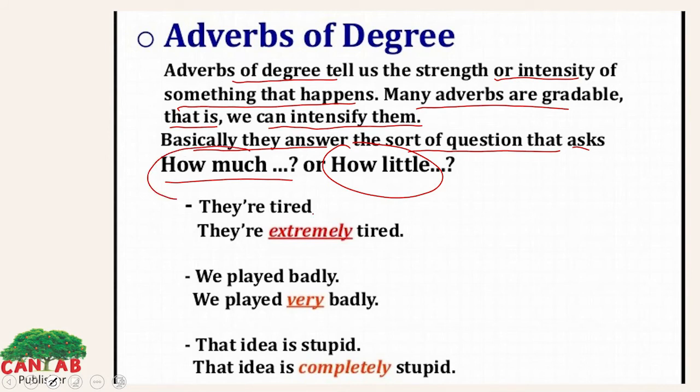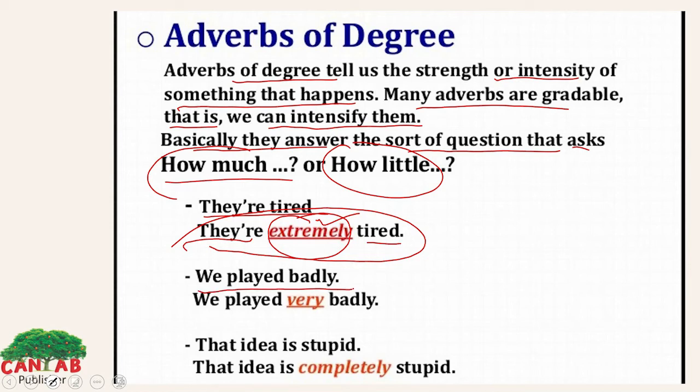For example, they are tired. They are extremely tired. How much are they tired? Extremely. Here, extremely is an adverb of degree, which is modifying the whole sentence here.